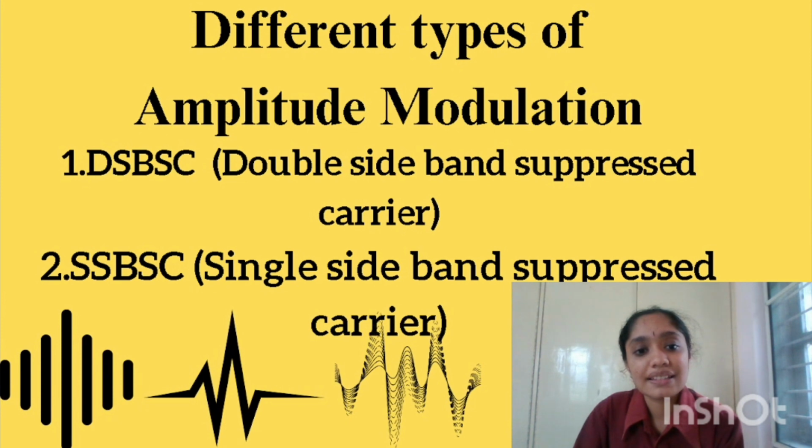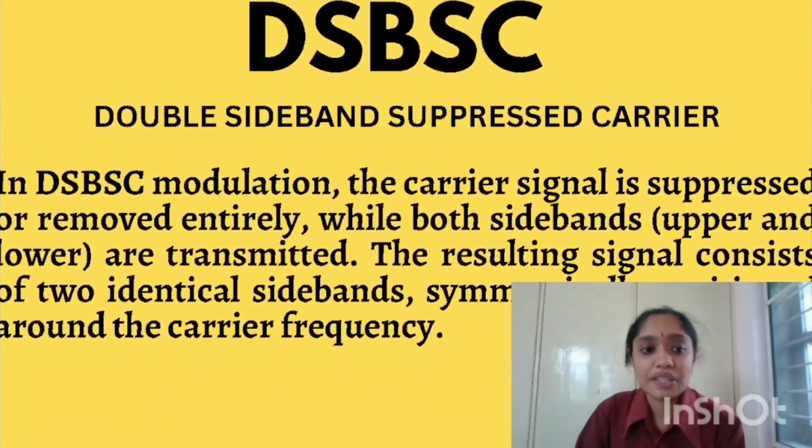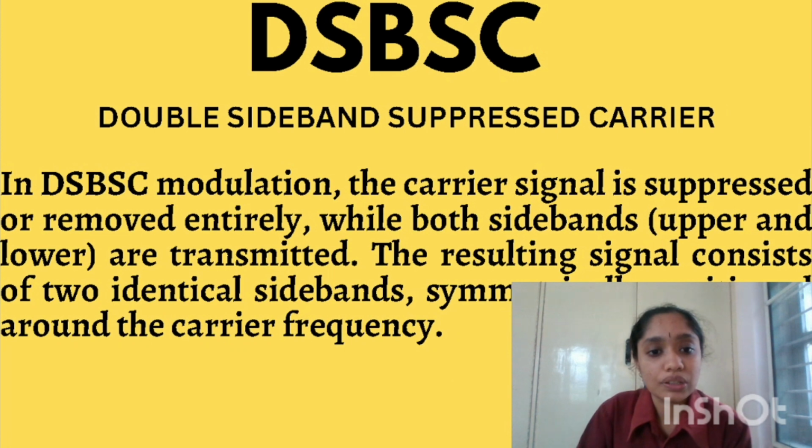DSBSC is double sideband suppressed carrier. SSBSC is single sideband suppressed carrier. Coming to DSBSC. In DSBSC modulation, the carrier signal is suppressed or removed entirely, while both sidebands, upper and lower, are transmitted. The resulting signal consists of two identical sidebands symmetrically positioned around the carrier frequency.